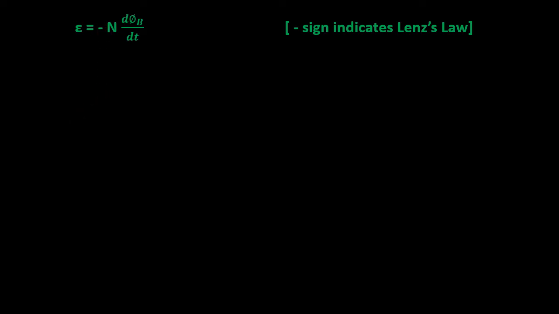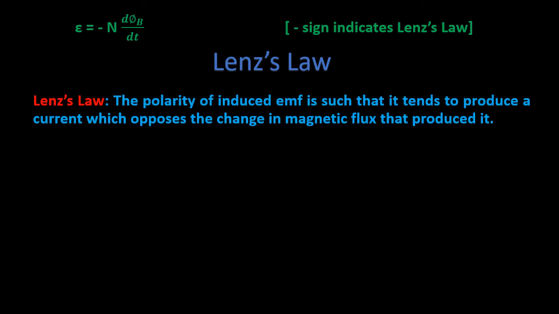So in this video, we will be discussing the Lenz's law and whether this Lenz's law is in accordance with the law of conservation of energy or not. The Lenz's law states that the polarity of induced EMF is such that it tends to produce a current which opposes the change in magnetic flux that produced it. We already know that if a magnetic flux linked with the coil changes, then current will be induced in the coil, and the direction of the current will be given by the Lenz's law.